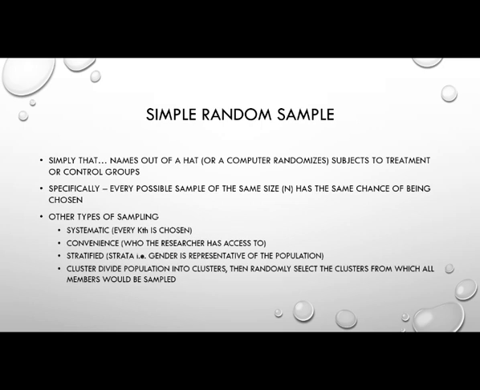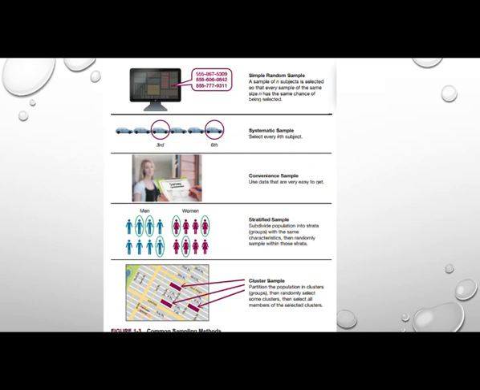Okay, so simple random sample is the easiest way to do. You pull names out of a hat, or a computer randomizes subjects to treatment and control group. Specifically, every possible sample of the same size, which when we talk about sample size, we say n is the sample size, has the same chance of being chosen. There are other types of sampling. Systematic, every kth person is chosen. Convenience, stratified, cluster. All right, the next slide has the picture, so I'll talk about that.